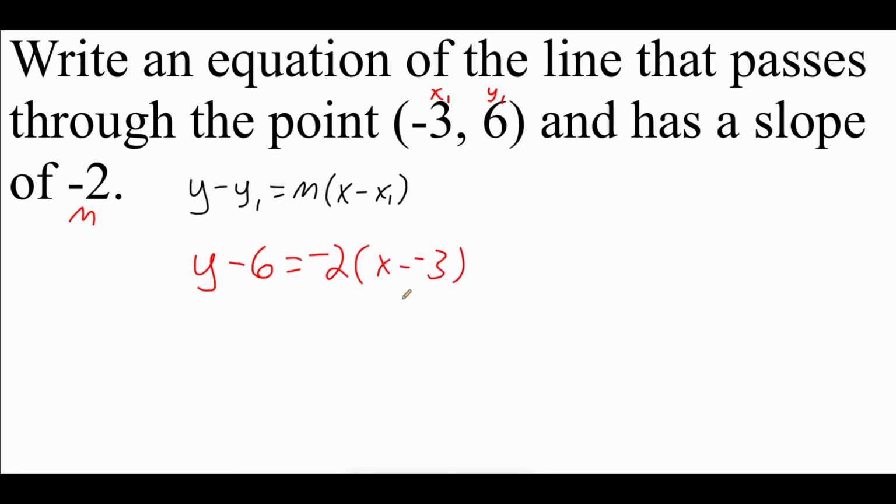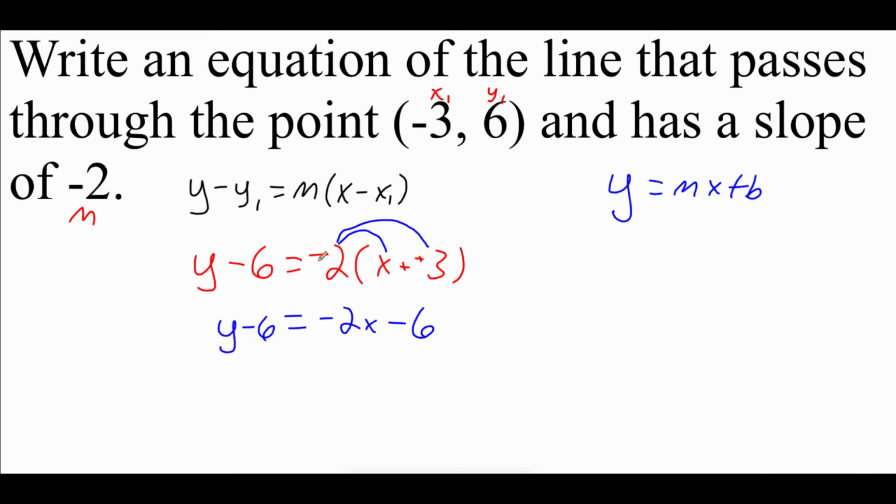Now we do have a double negative inside of our parentheses. x minus negative 3 is the same as x plus 3. And then we're going to work on cleaning this up to get it in y equals mx plus b slope-intercept form. So I'm going to start by distributing the negative 2 on the right-hand side. Negative 2 times x is negative 2x. Negative 2 times this positive 3 is negative 6. On the left-hand side, we've got y minus 6.